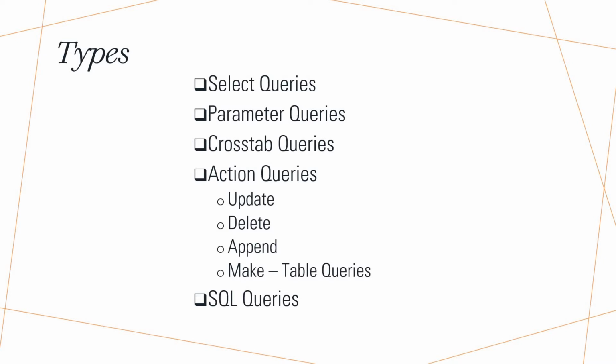Coming to the first one, that is select query. Select query is one of the most common types of query. Via this type of query, we can retrieve or fetch data from one or more tables and display the result in a datasheet mode. Via select query, we can also specify the columns that we want to display in the query result. It is also used to group the records. We can calculate sums, counts, averages, minimum or maximum, etc.